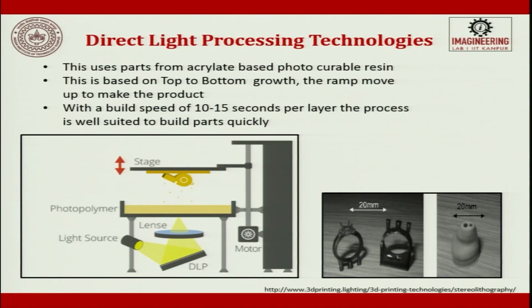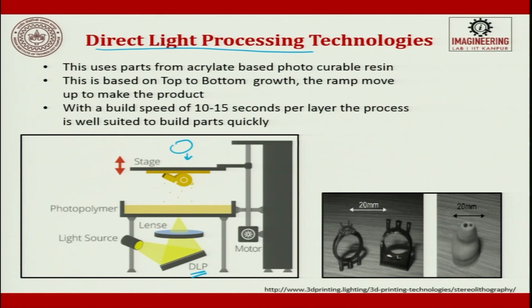The next most popular process which is commonly used today is direct light processing technology. This uses parts of acrylate based photocurable resin. Till now, the laser was on the top, and the object was projected onto the vat or the photopolymer tank. But in DLP it is going to be vice versa. You have a laser, you have a DLP mirror. You will have an array of 100 mirrors or 1000 mirrors.